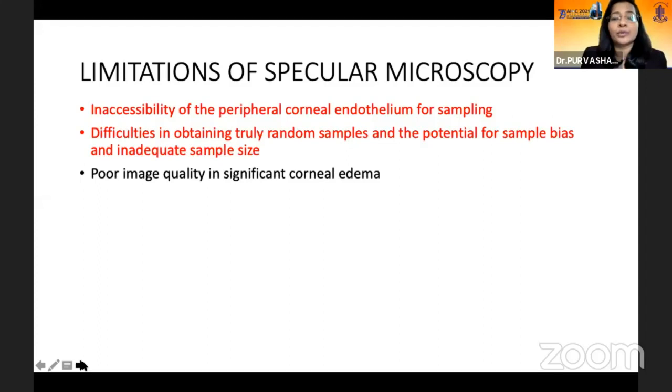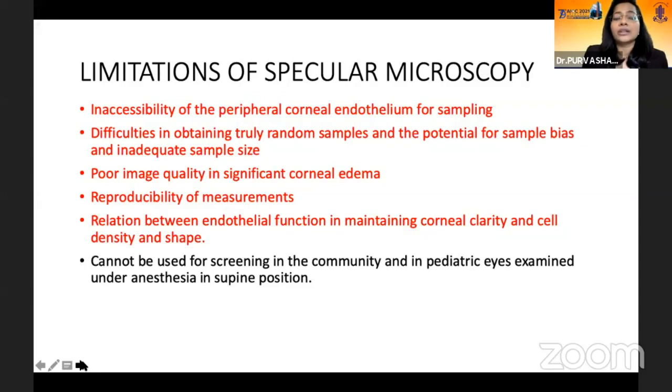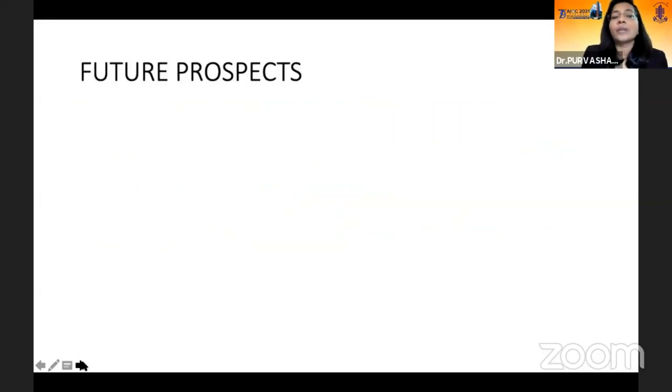There could be poor image quality in significant corneal edema. Reproducibility of measurements is there, but can be improved further. The relationship between endothelial function in maintaining corneal clarity and cell density and shape is yet to be established. It cannot be used for screening in the community for large-scale purposes, and pediatric eyes are examined under anesthesia in the supine position. So basically, we would like to have a specular microscope which would help us with that.